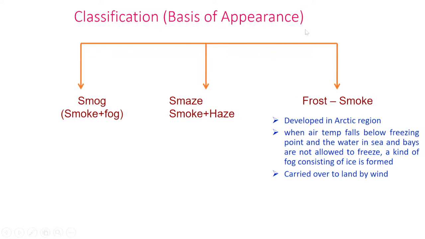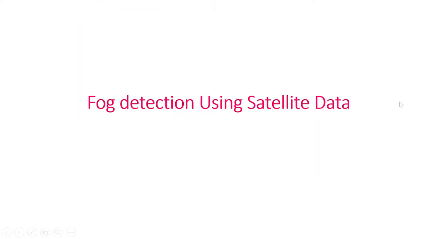Then depending on the appearance, we have smog. Smog is basically smoke plus fog. We have smaze. Smaze is nothing but smoke plus haze, and frost smoke. Frost smoke usually is only in the Arctic region, so we'll not go into detail of this.